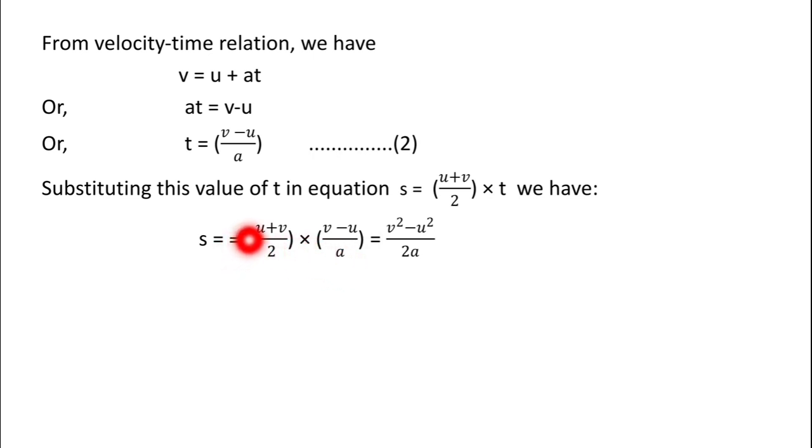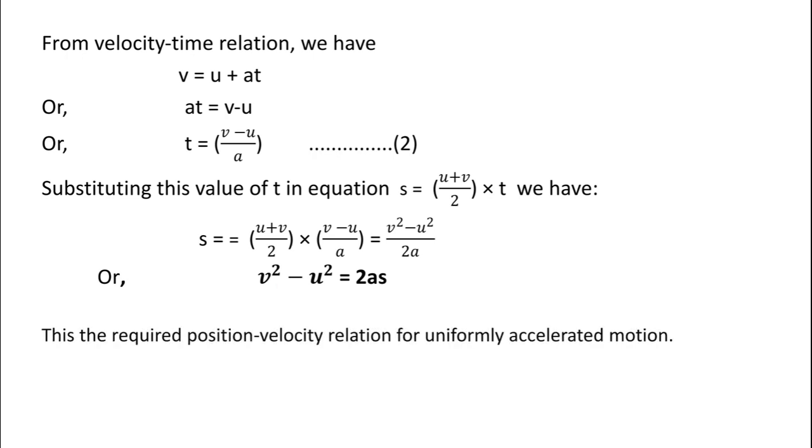Now students, you know (a plus b) into (a minus b) is equal to a square minus b square. So (v plus u) into (v minus u) is equal to v square minus u square. And in the denominator we have 2 into a, that is 2a. So we can write s is equal to (v square minus u square) upon 2a. Again it can be rearranged as v square minus u square is equal to 2as. This is the required position velocity relation for uniformly accelerated motion.